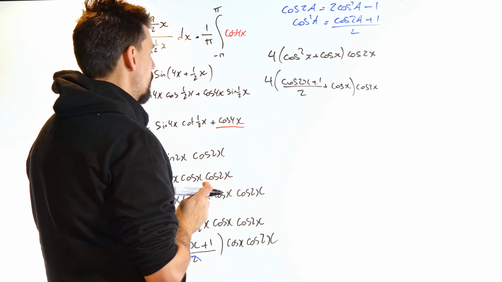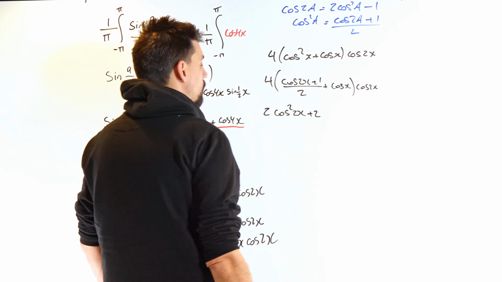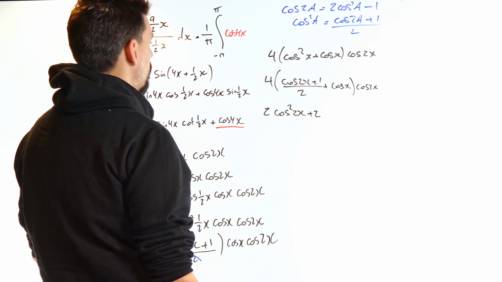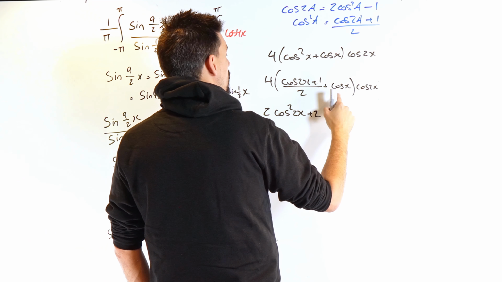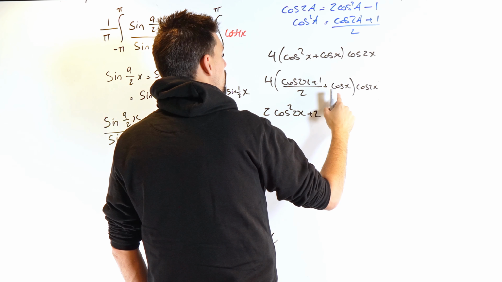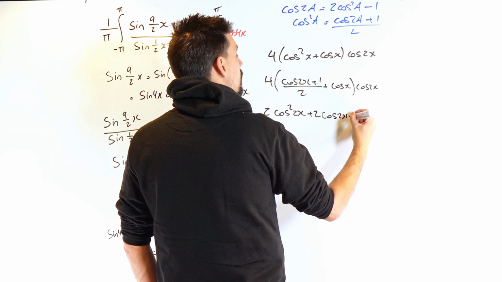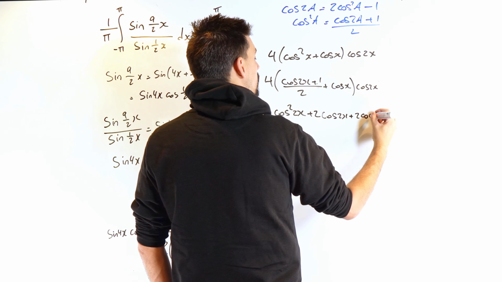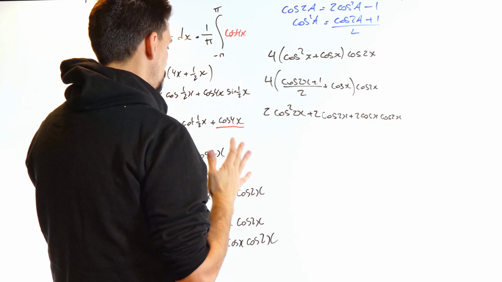So we end up, if I expand all this out, with 2 cos squared 2x plus 2 cos 2x plus 2 cos x cos 2x. Oof, a little bit tight there.